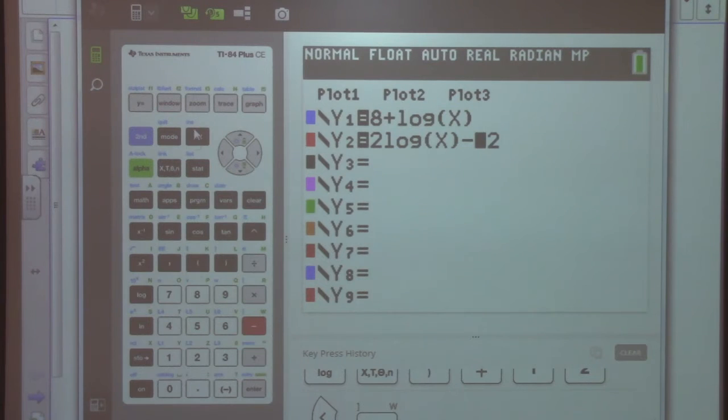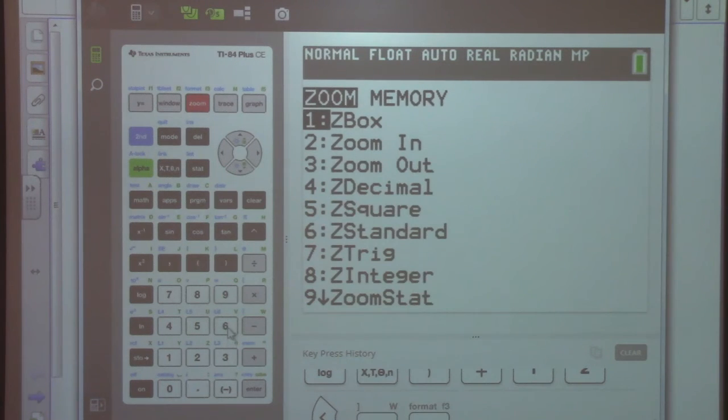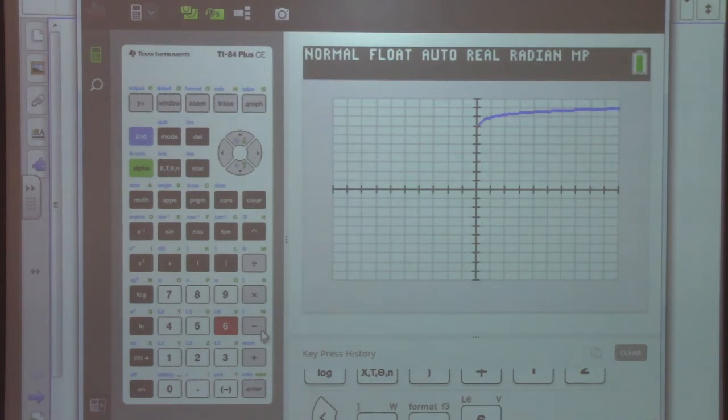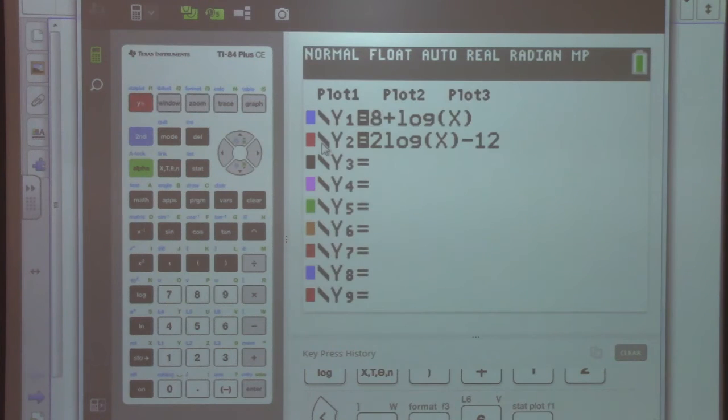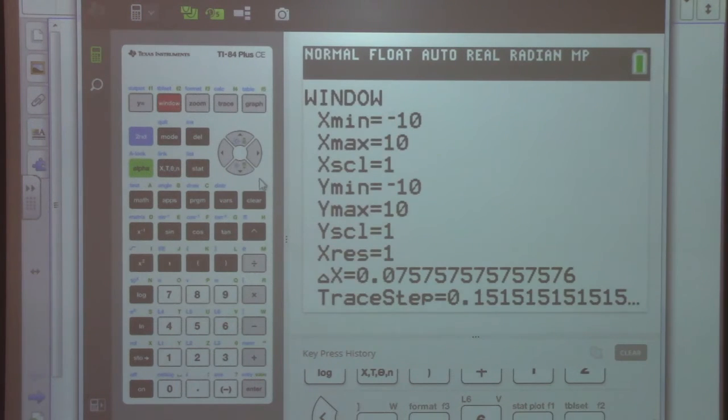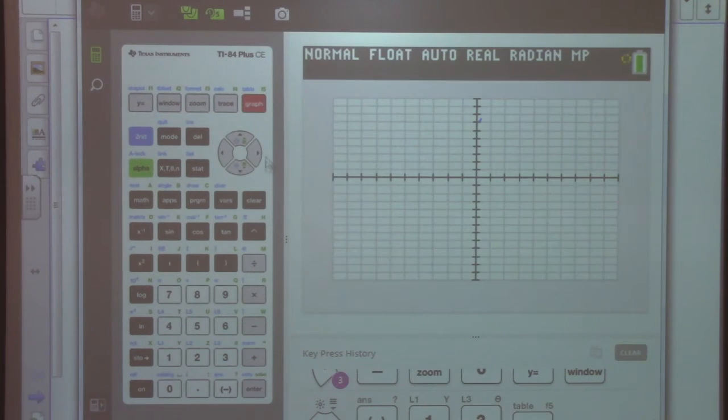When we go to Zoom 6, the standard window, we see this up here, but we don't see the red one, do we? We see the blue one, but not the red one. It looks like we might have a y-intercept of negative 12 maybe. So if we go to window and go down to like negative 13, maybe we'll pick up that red one.